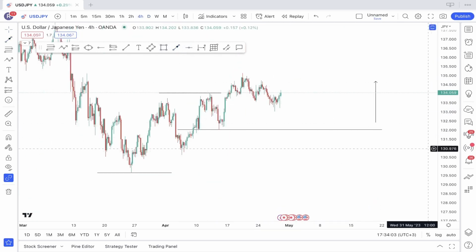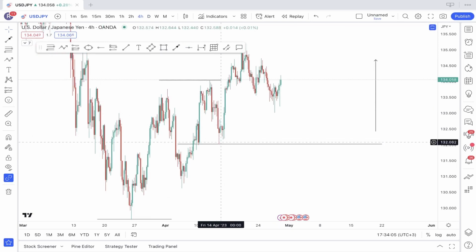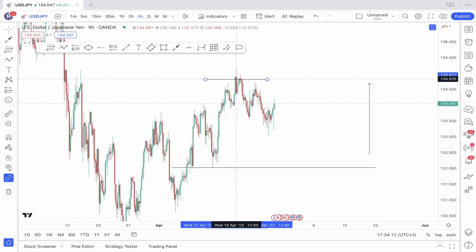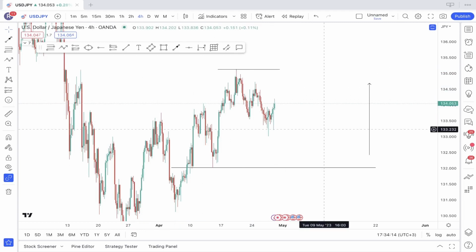Check how this looks on the 4-hour. Okay, this looks like a swing low, like a major swing low. And this right here looks like a major swing high on the 4-hour. Okay, so this is the secret.